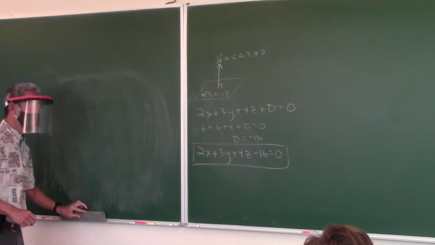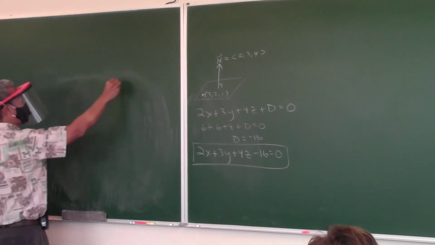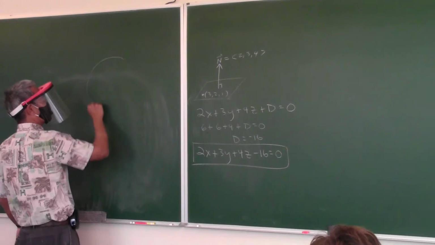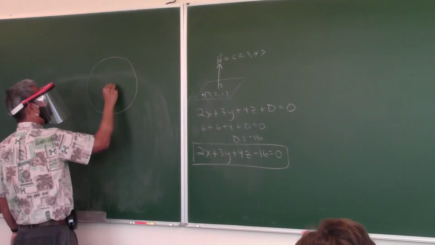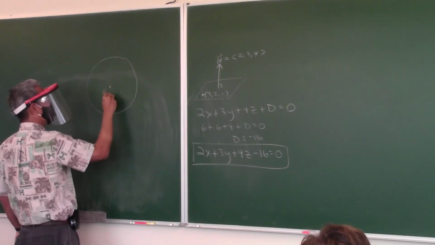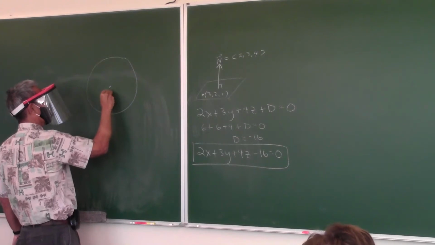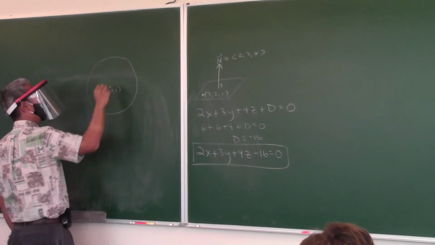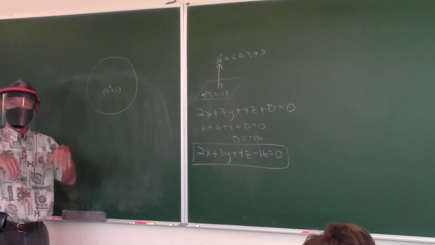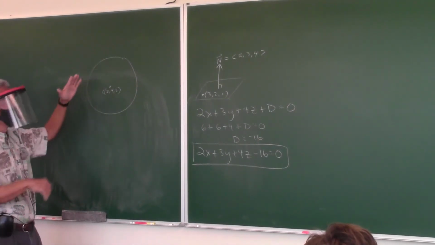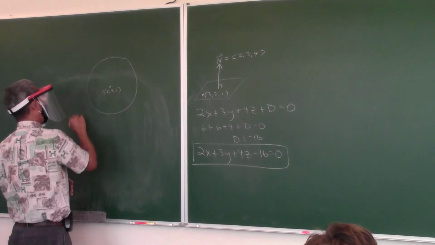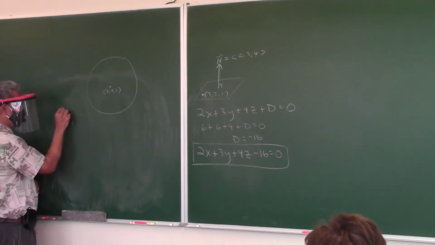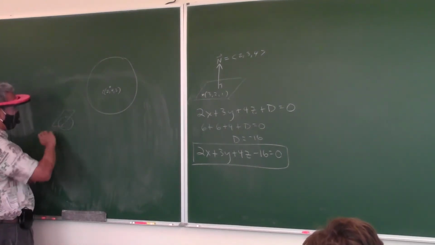Here, I'll do a similar problem. Suppose you have a sphere. The center of the sphere is, give me a number, 2, 4, 3. Write the equation of the plane that is tangent to the sphere. I'm just going to draw a side view because it's hard to draw the three-dimensional view. Plane tangent to the sphere.